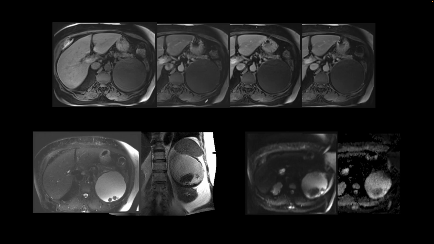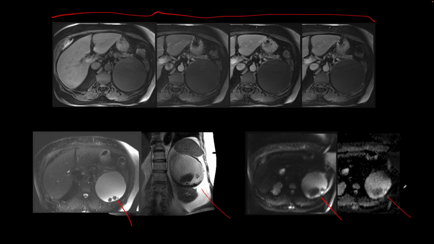This is our next patient. They were evaluated with imaging after an episode of acute pancreatitis. We are looking at MRI images of the abdomen post-contrast, non-con arterial, portal venous, and delayed images on the top, followed by T2 weighted images, axial fat sat and coronal non-fat sat, and then DWI and ADC images.